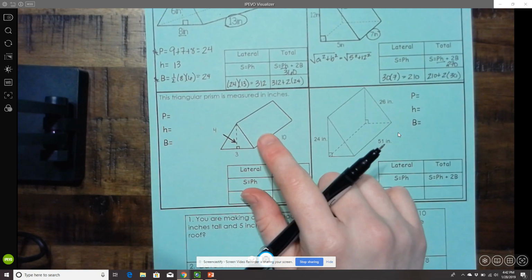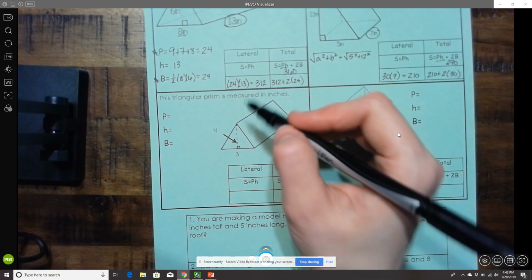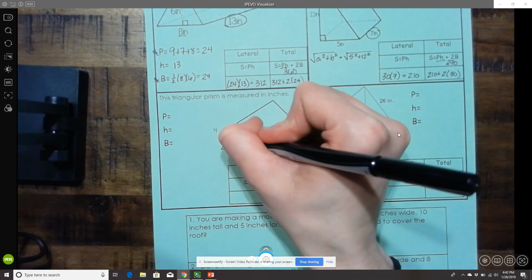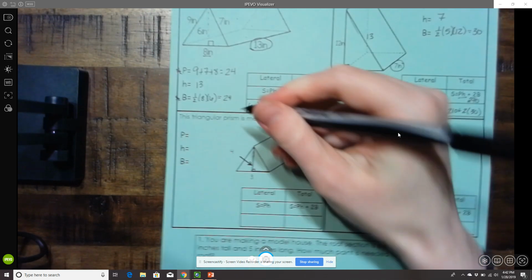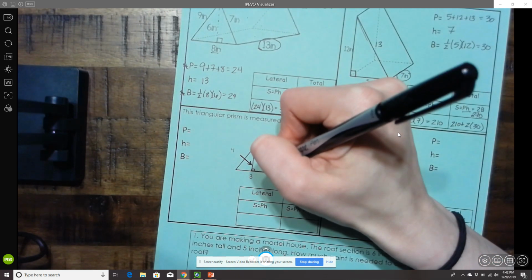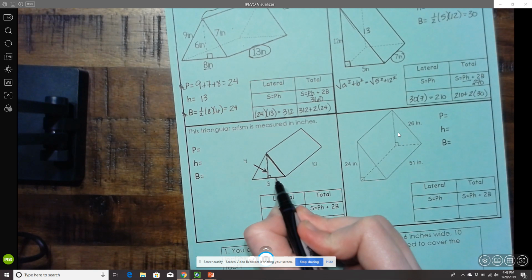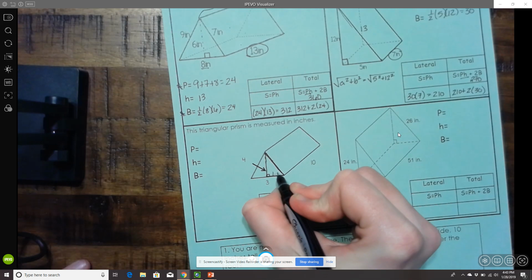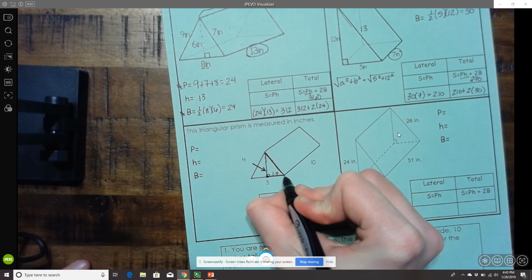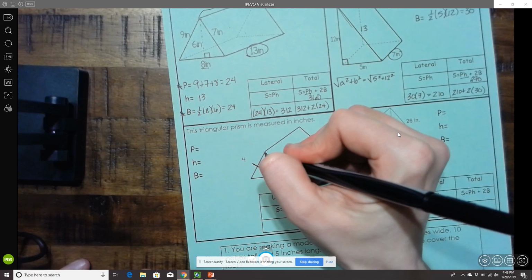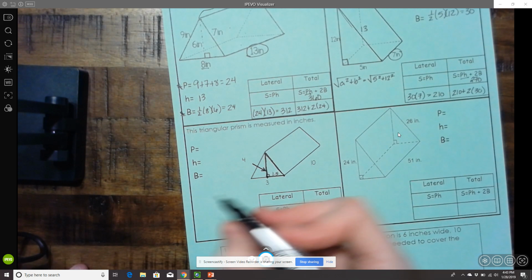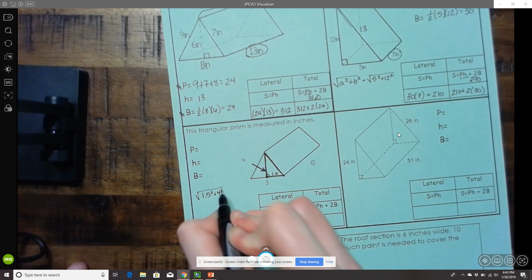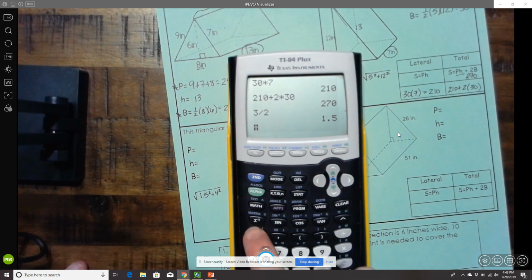All right, here's another triangular prism. Again, if you notice, they haven't given us these side lengths. So what we've got to do is look at just this triangle here. If this is 3 inches all the way across, and I divide that by 2, I get 1.5. That would be the length from here to here. And then I've got this side of the triangle, and that would be 4. So again, I can use the Pythagorean theorem to find those missing side lengths.